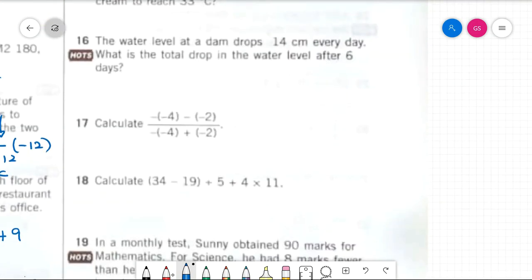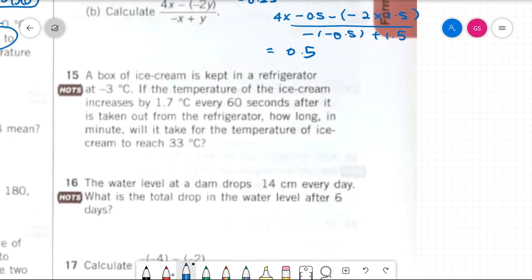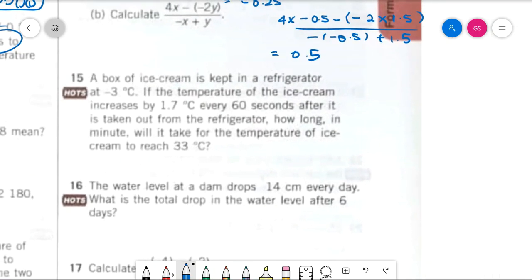Now question 15. A box of ice cream. Just 3, 4, 5 questions left. A box of ice cream is kept in the refrigerator at -3°C. If the temperature of the ice cream increases by 1.7, increases means what? Hotter, right? That means the ice cream will melt. Every 60 seconds after it is taken out from the refrigerator, how long in minutes will it take for the temperature of the ice cream to reach 33°C? Draw again. The ice cream is now -3, very cold. You want to see how long it takes to go to 33°C.